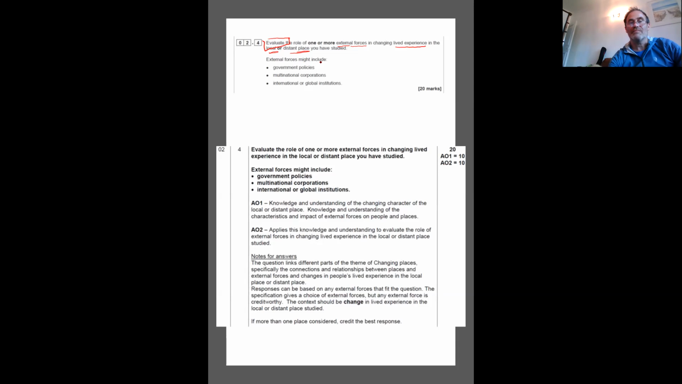If you look at the question here, it says one or more external forces. So you might focus on government policies, multinational corporations, what we call transnational corporations, or international or global institutions. You can get maximum marks for doing just one of these or all three. The only disadvantage of doing all three is that it's more tricky to piece together. You might feel it's a bit more complex, and you might spread yourself too thinly.